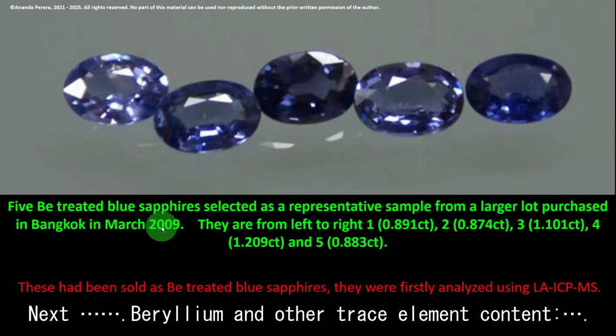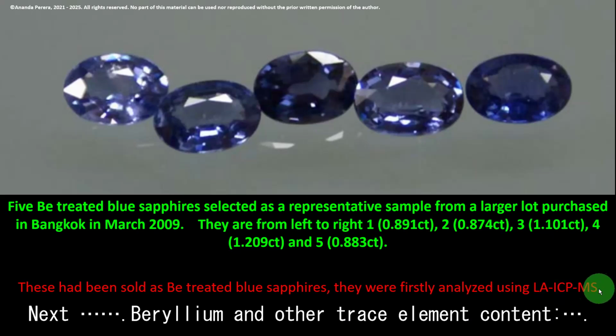You can identify easily. They had been sold as beryllium treated blue sapphires. These 5 stones were sold as beryllium treated blue sapphires. The price is very low. They were firstly analyzed using LA-ICP-MS. I need to explain to you the LA-ICP-MS technology.